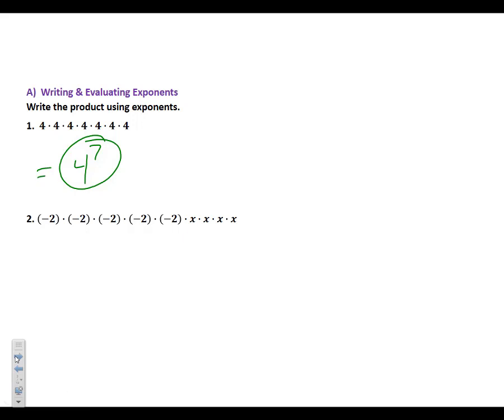And on the bottom, here we have a negative 2, 1, 2, 3, 4, 5 times. So we have a negative 2 as a base, and it's multiplied by itself 5 times. And then we have an x multiplied by itself 4 times. And so that's how we would write that as a product using exponents.